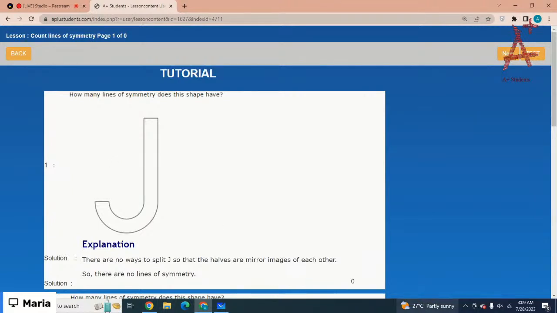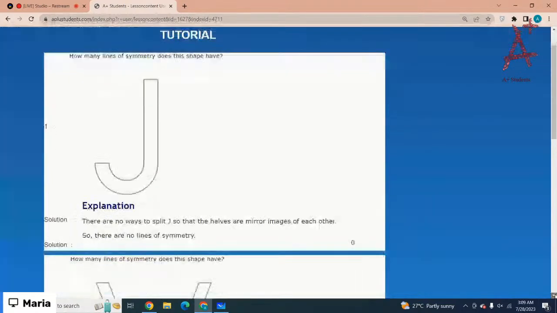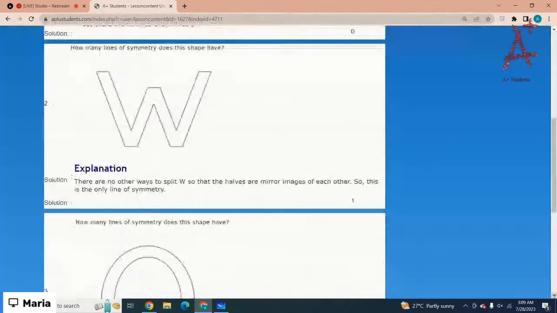The next one: how many lines of symmetry does the shape have? There is only one line of symmetry, right? If you fold the image along the middle, like from here, the two parts will exactly match up. So that means there is only one line of symmetry. Got it?